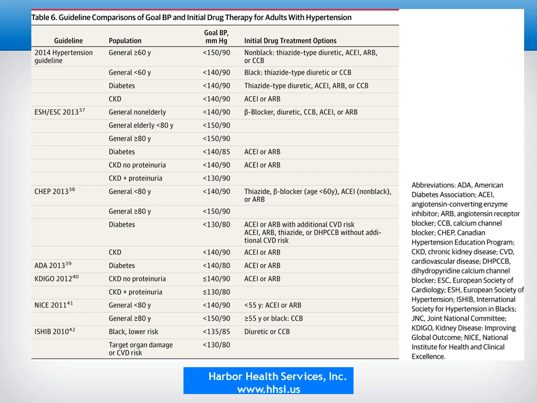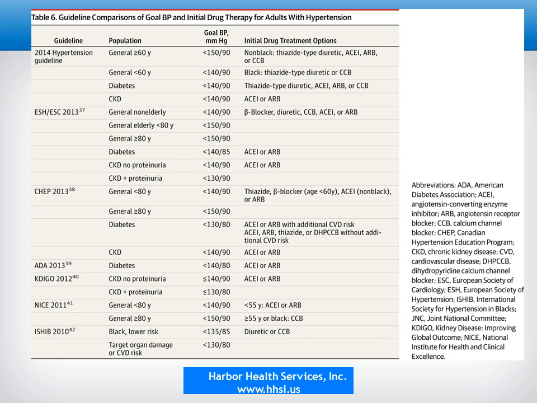So this table, just to break it down, shows at the top the JNC8's 2014 hypertension guidelines, and it compares them with other guidelines that are used out there. But JNC8 is usually the one that people go by. So greater than 60, the goal is less than 150 over less than 90.